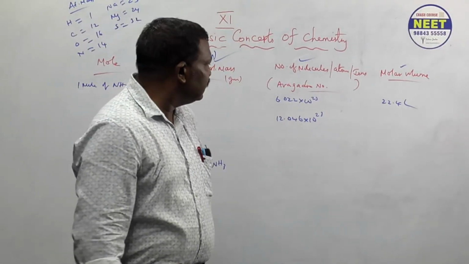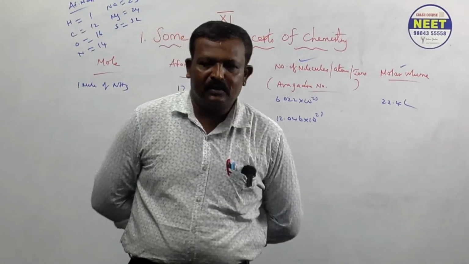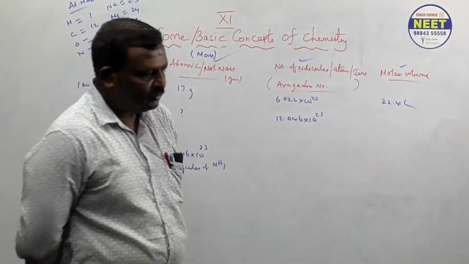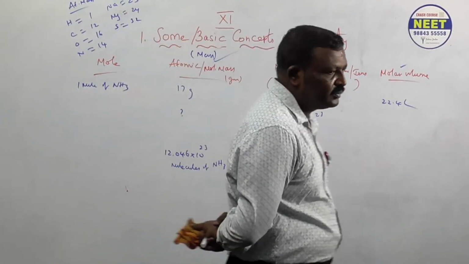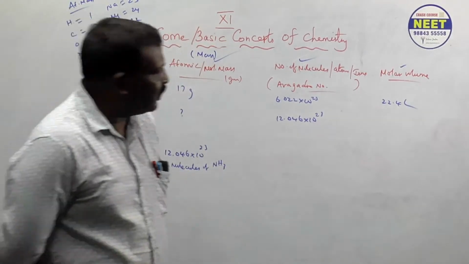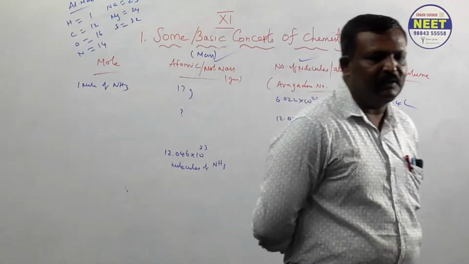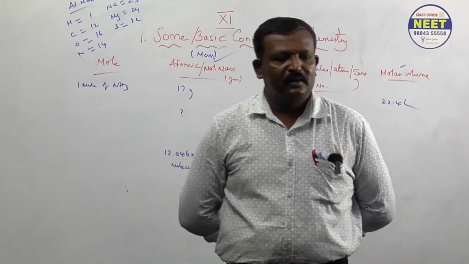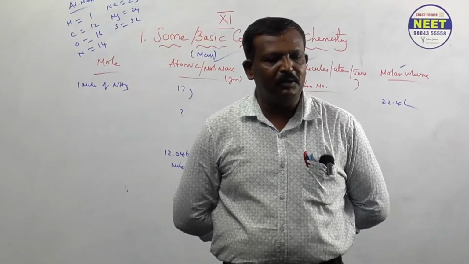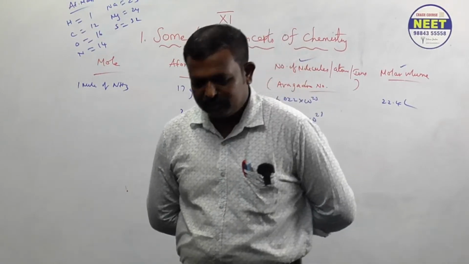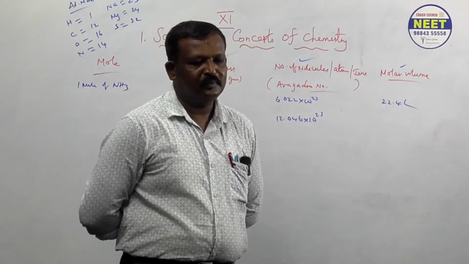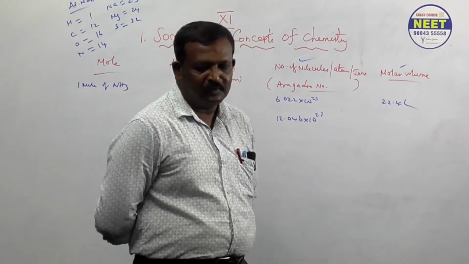If you know 1 mole, we can decide. One mole of vegetable is very costly means you can decide whether you buy or not. Depending upon our money, we are able to buy something. Very simple.